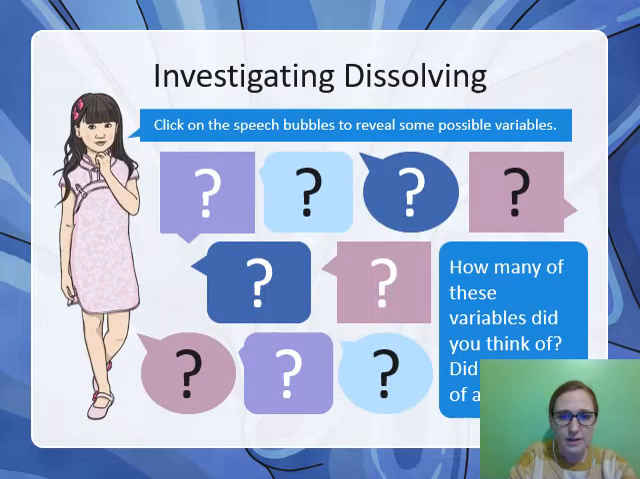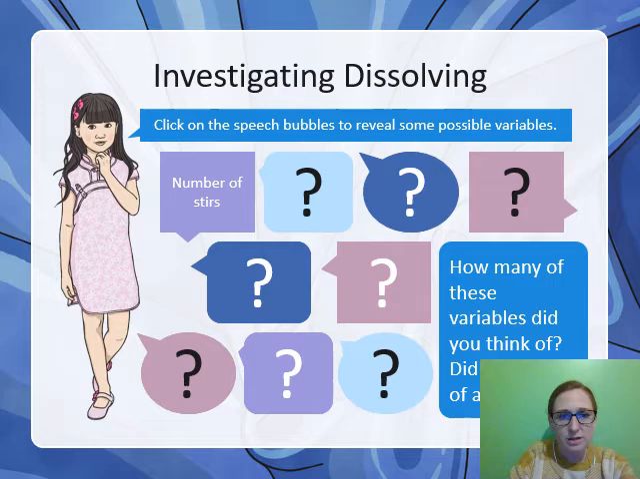So let's go through them. Let's have a look at some of the variables. We're going to click on the speech bubbles to reveal some of the possible variables. How many of these did you think of? Now, variables are the things that are going to change the experiment.